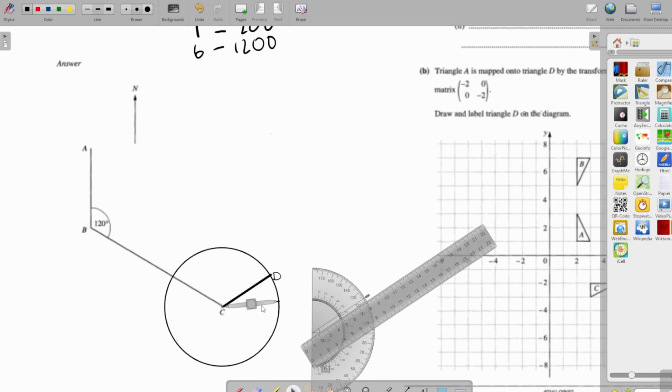Oh, wait, did I draw a line at 5.6 instead of 6? So let's just make sure that this was 6 again. It is a bit confusing, but it's okay. So yes, anything within this circle would be below 6 centimeters or 1200 meters. Anything beyond this circle would be at least 1200 meters away from C.